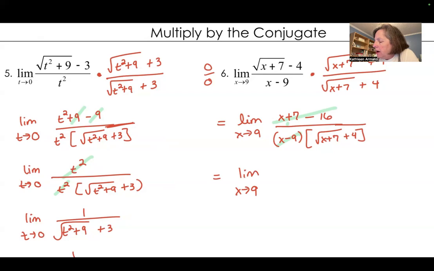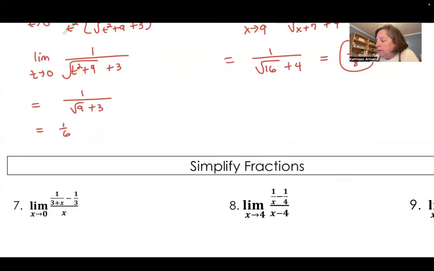All right, so I have 1 over the square root of x plus 7 plus 4. Direct substitution is going to work now. The square root of 16 plus 4. That'd be 1/8 would be my answer.